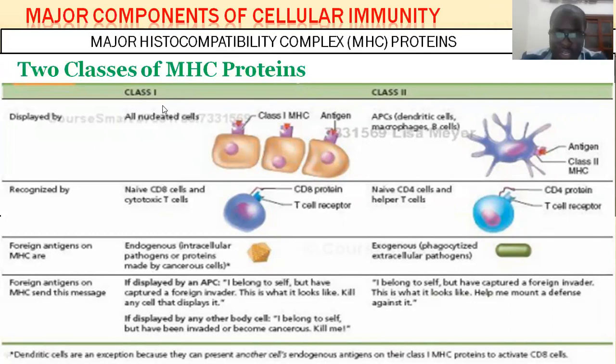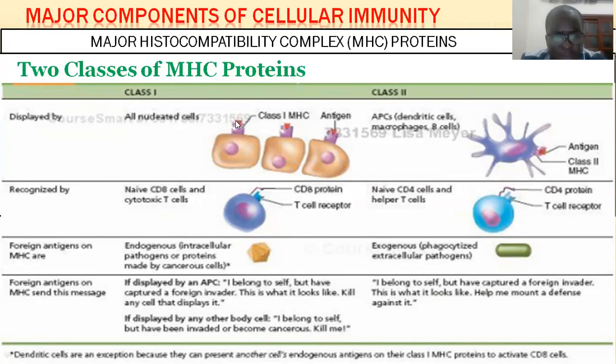Okay, so we know class 1 is on all nucleated cells, and class 2 is only found on antigen presenting cells. That's a fact that we all know by now. All nucleated cells have class 1. Then these special cells, which are called antigen presenting cells, also express class 2. Then these antigens that are incorporated within these major histocompatibility complexes are recognized by which types of immune cells?